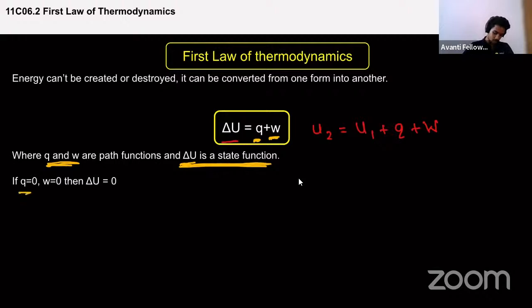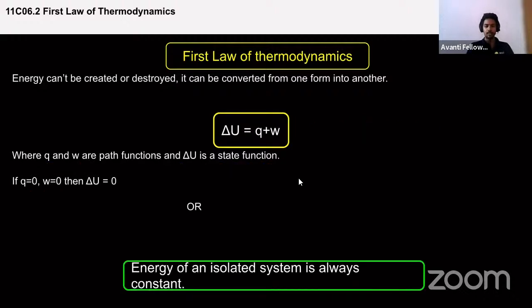If Q is equal to 0 as well as work is equal to 0, then only the change in internal energy is 0. If you're not giving heat or not absorbing heat, nothing is happening, nor is work done on the system, then only the internal energy change will be 0.